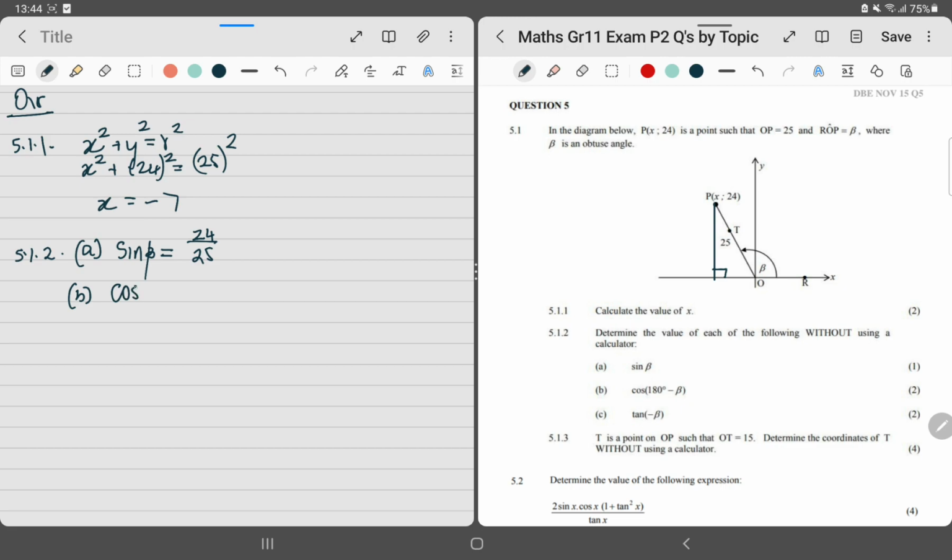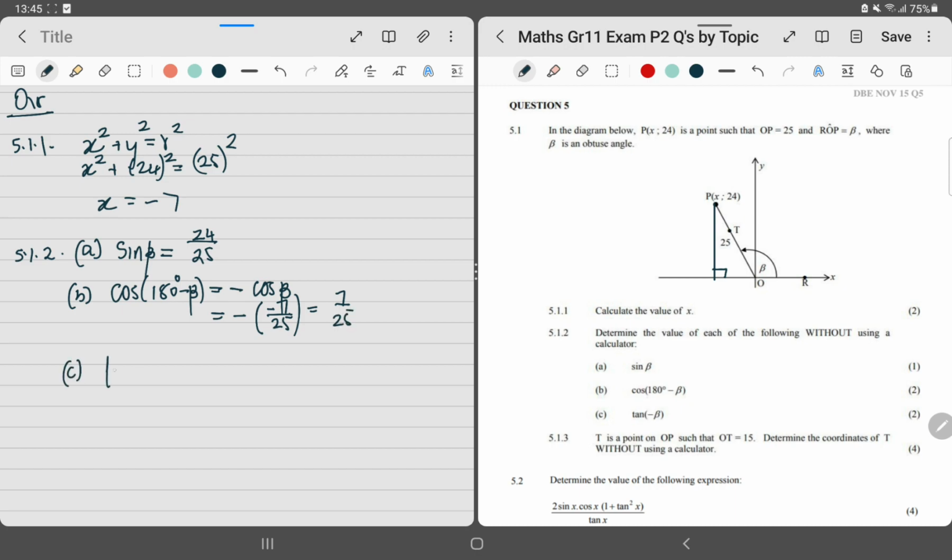Then cos of 180 degrees minus beta. 180 minus beta is in the second quadrant. In the second quadrant, cos is negative. Cos is x over r, and our x is minus 7, our r is 25. So this becomes 7 over 25.